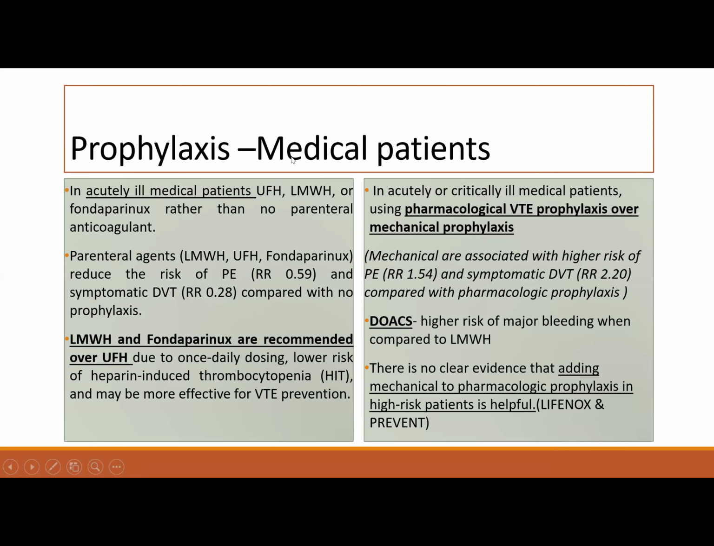Coming to the prophylaxis amongst the medical patients, as we all know, in acutely ill medical patients, thromboprophylaxis with unfractionated heparin is preferred over no parenteral anticoagulation. And between the low molecular weight and unfractionated heparin, low molecular weight heparin and fondaparinux are recommended over the unfractionated heparin.